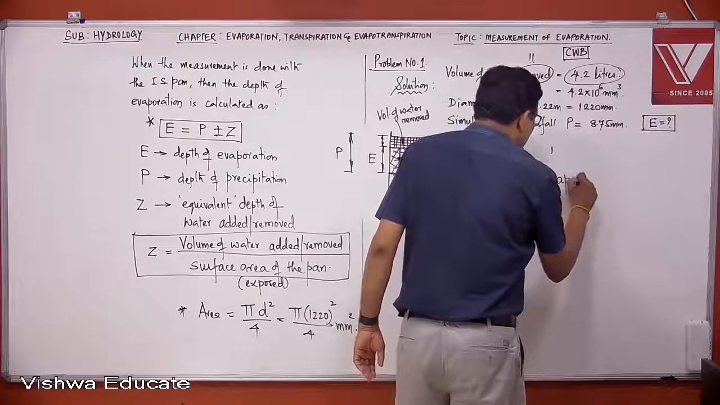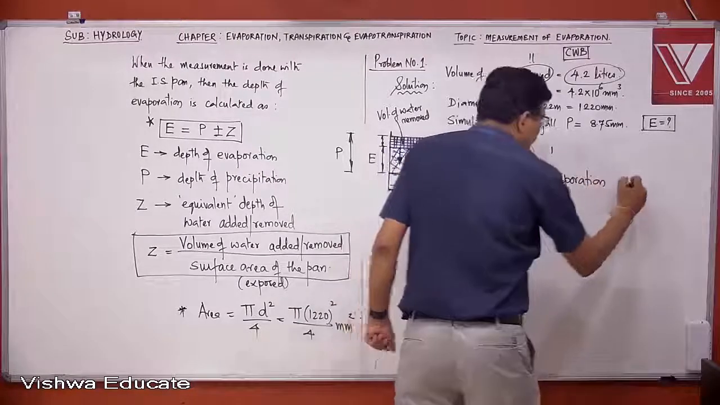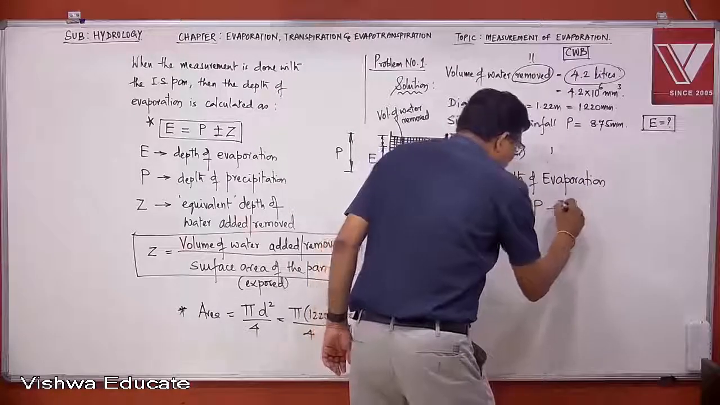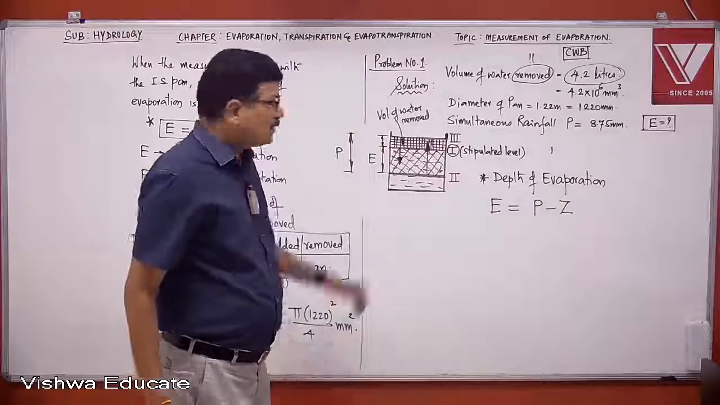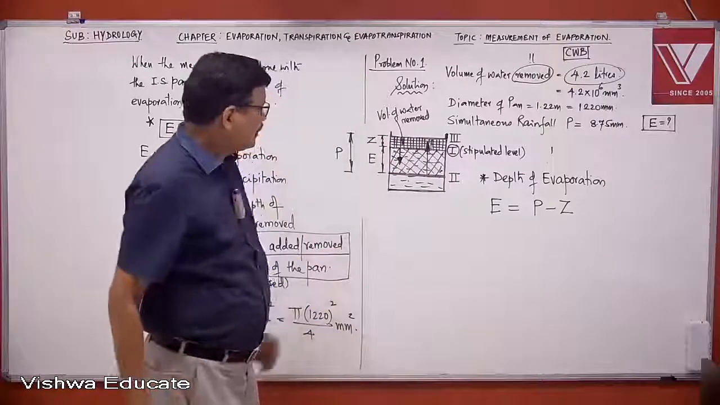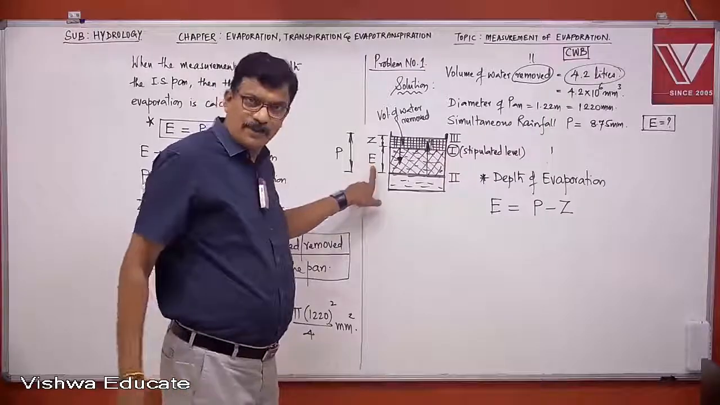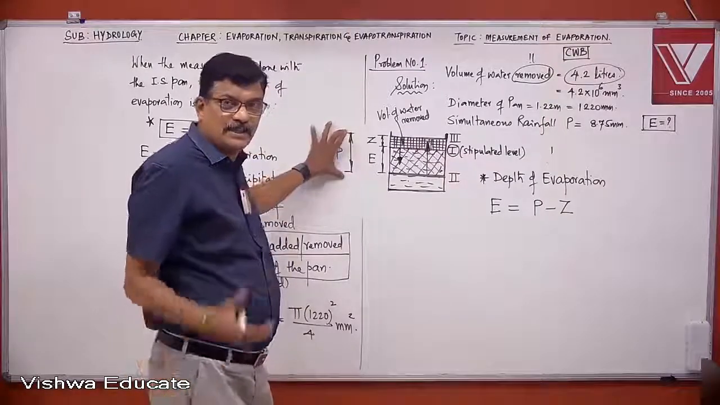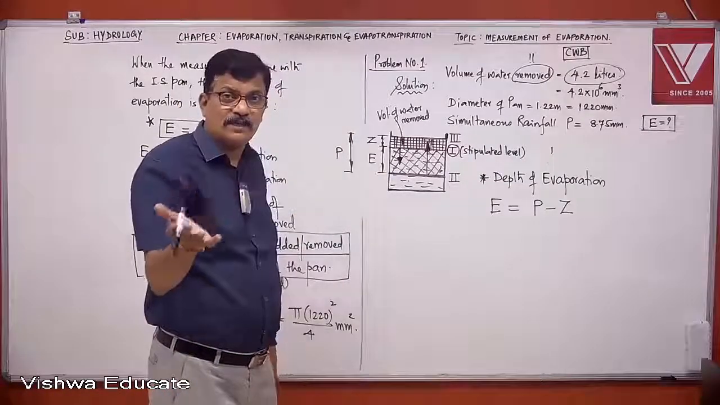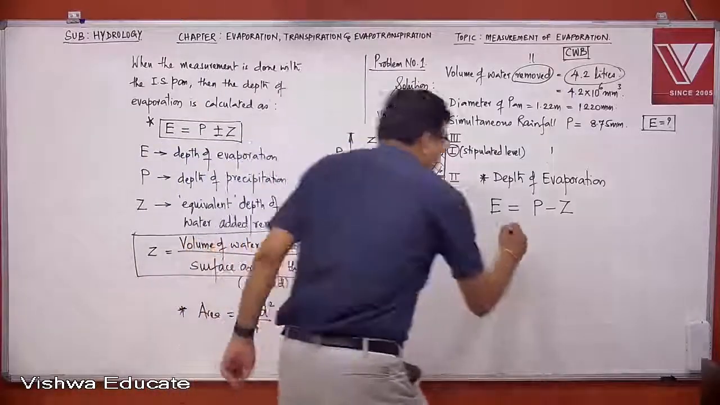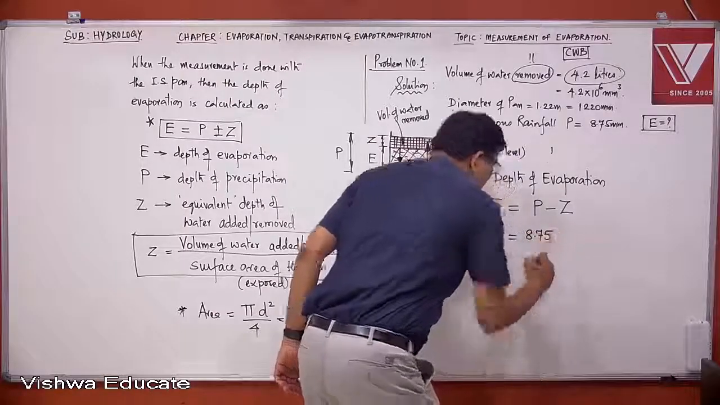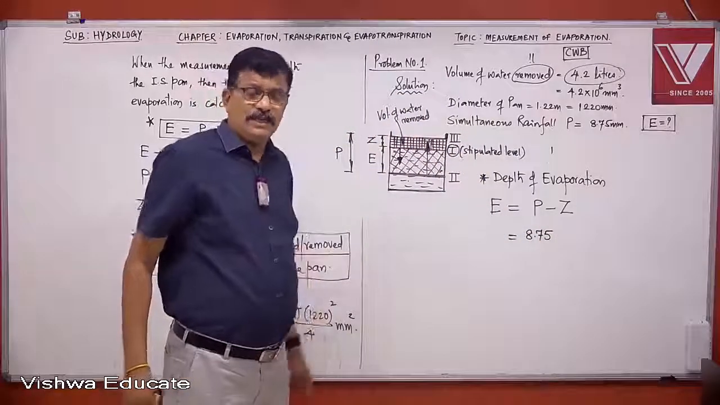Depth of evaporation, E, is equal to P minus Z. Minus because the water has been removed. This we shall call Z. Now if you want E, that is evaporation, that would be the total precipitation that has been caught in the pan minus the depth of water that is removed. Here, the P value is 8.75.